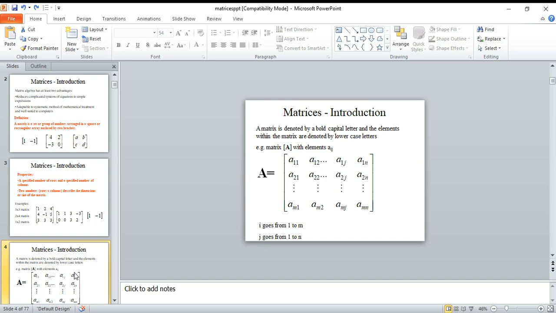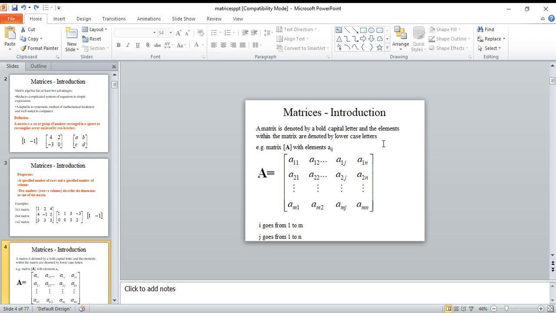An n row and m column matrix. A matrix is denoted by a bold capital letter and the elements within the matrix are denoted by lowercase letters. Example: a matrix A with elements a_ij.